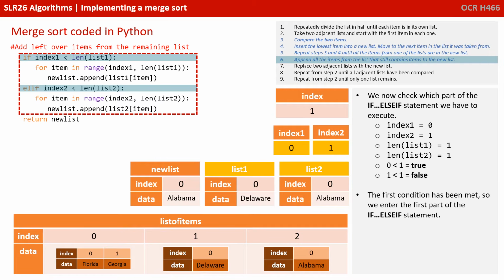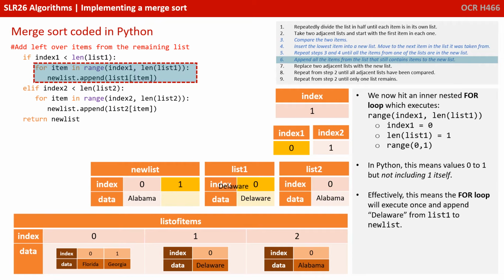We hit another if-else-if statement and we check which part we need to enter. Well, it's the first condition this time which has been met, so we enter the first part of the if-else-if statement. We now hit an inner nested for loop which executes for range index 1 to length list 1. This means range 0 to 1, and in Python, remember, this means values 0 to 1 but not including 1. And effectively this means the for loop will execute once and append Delaware from list 1 to new list.